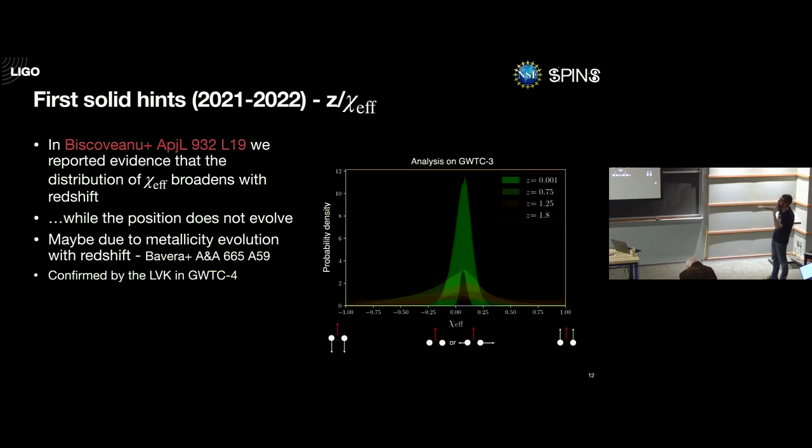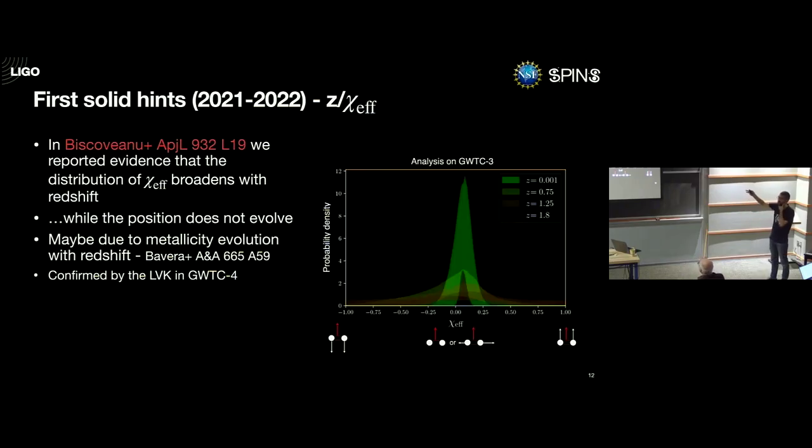And again, there have been some very nice papers about why you can obtain maybe something like this, depending on how metallicity, which evolves, of course, with redshift, affects your spins. And I should also say this was confirmed also by the LVK paper in GWTC4. Okay, this is great. I love this. I was involved in this work.